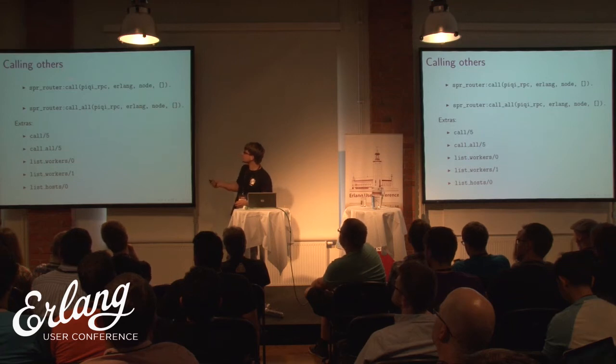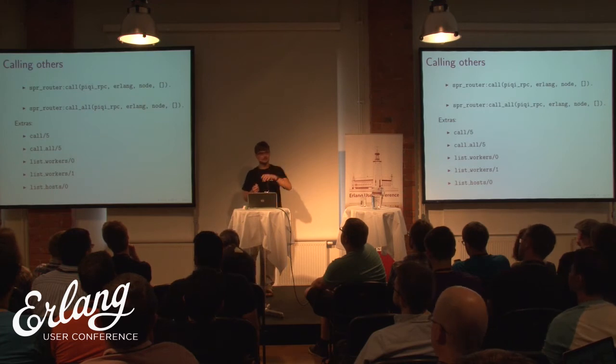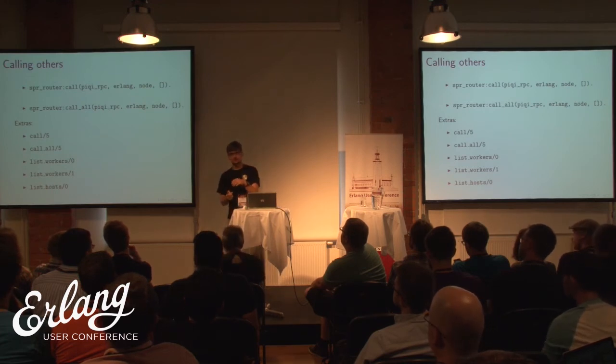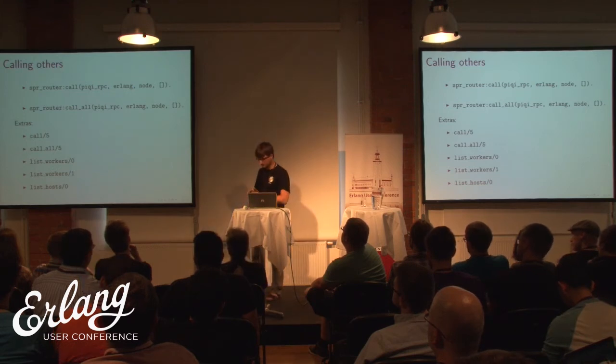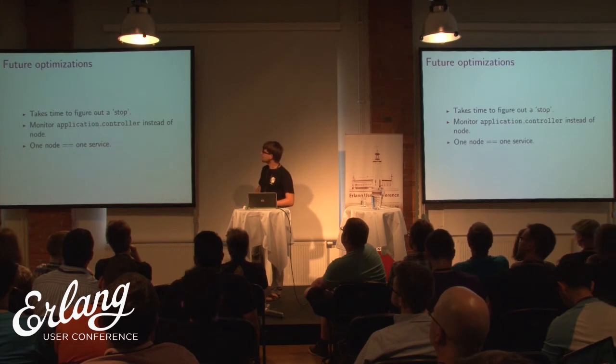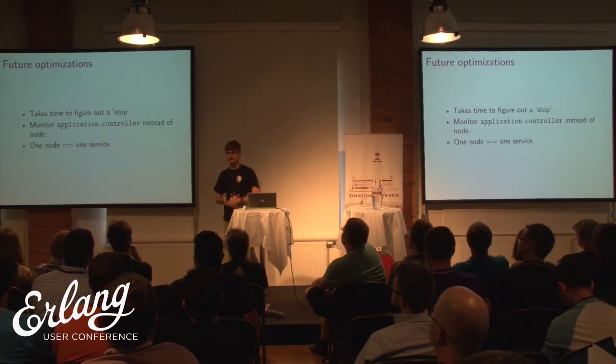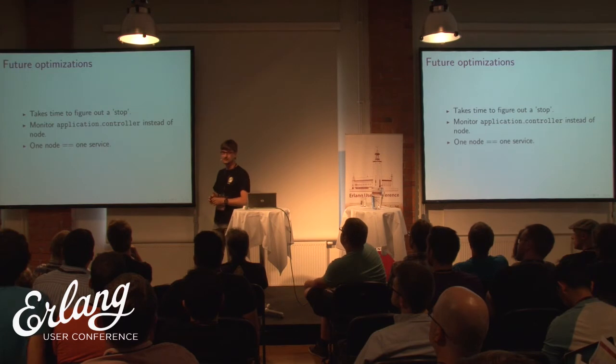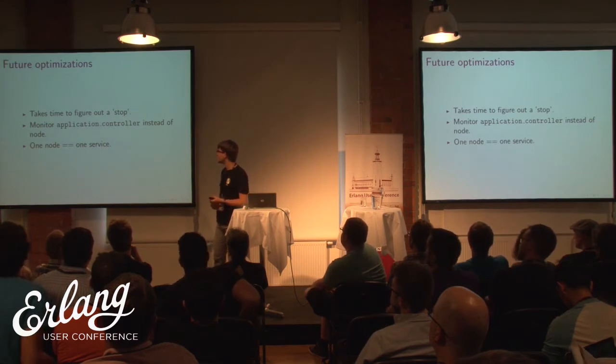There's one optimization for this call: if there is a node with an interesting service on localhost, it calls localhost, otherwise it calls a random service. This is very useful to reduce network traffic. So, future optimizations, things we can improve, but we didn't need to or didn't have time for.